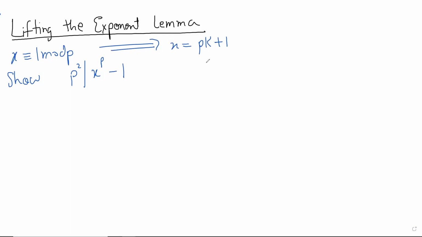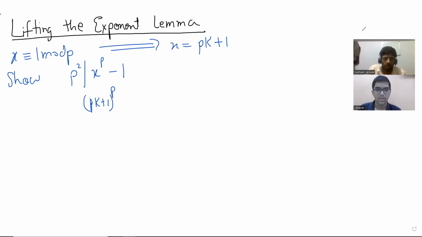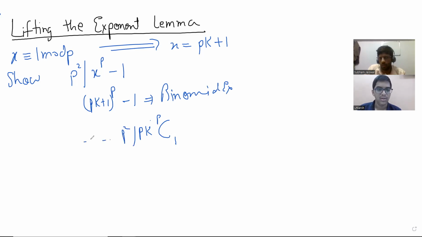Using the same binomial theorem, pk plus 1 raised to the power p minus 1. Yes, I think it will work. Using binomial expansion, 1 will get cancelled, and in the last it will be pk into p minus 1 c 1, something like that. Which is divisible by p square, and the other terms are also divisible by p square. So it's correct. Okay, right. That's perfect. So we have proved this.